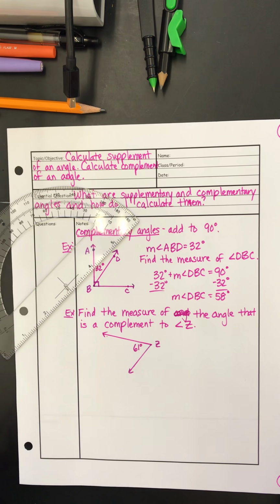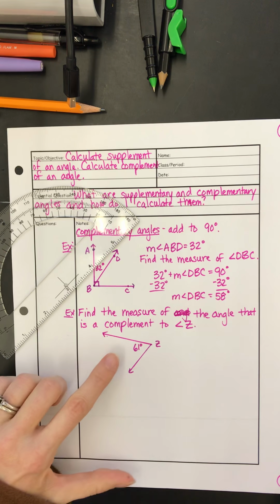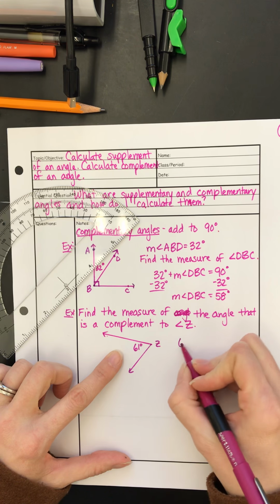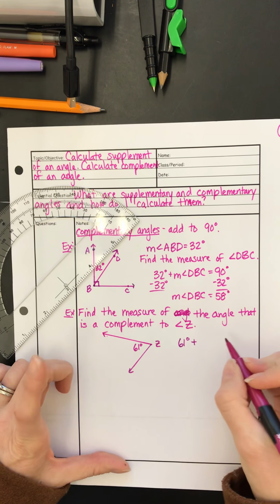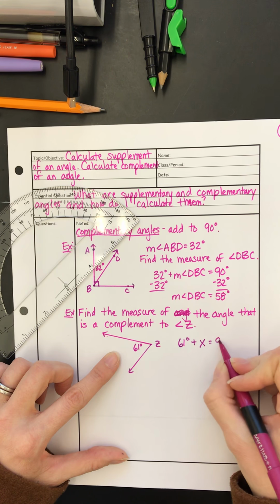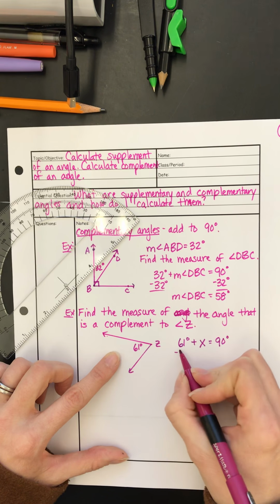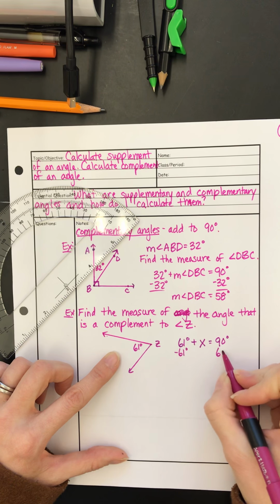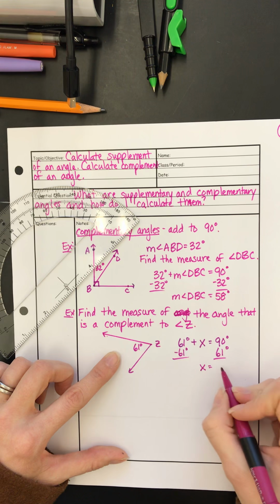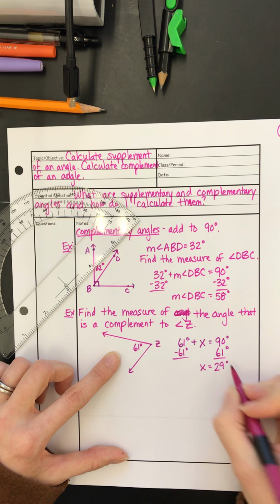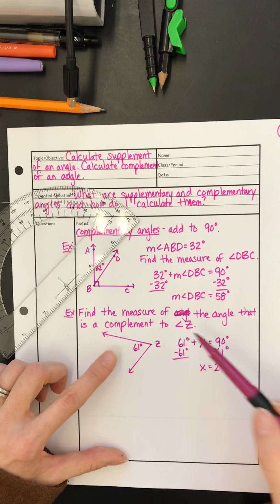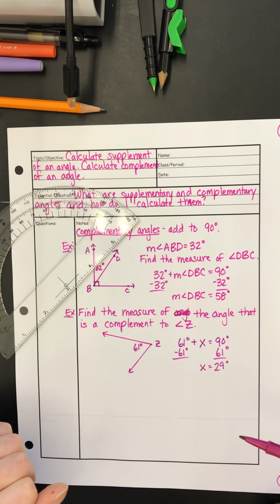If we want to find an angle that is a complement to this, we know that it's going to have to add up to 90 degrees. So we're going to have 61 degrees plus some unknown value, we'll call it X, is equal to 90 degrees. We can subtract 61 degrees from both sides, and we find that that unknown value is 29 degrees. So we can say that the complement of angle Z is 29 degrees.